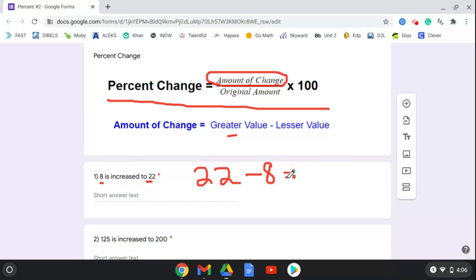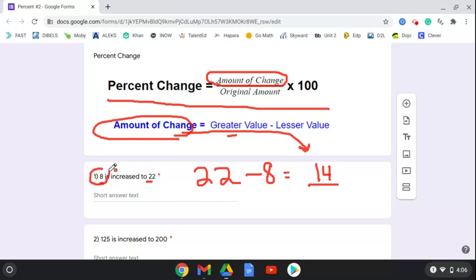Okay, I know 22 minus 8 is 14. So this is my amount of change. My amount of change is 14, right? From 8 to 22, that's 14. So I take that amount of change and I divide it. That's what the horizontal fraction bar means. I divide it by the original amount. Since I started with 8, 8 is my original amount. So that's what I divide 14 by.